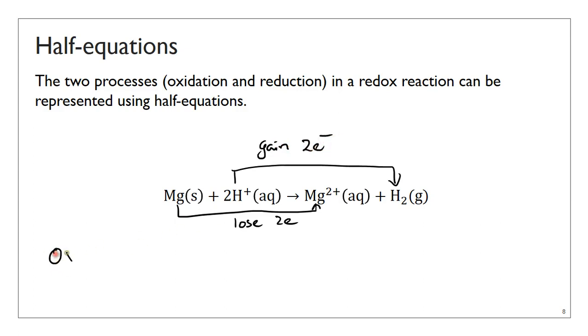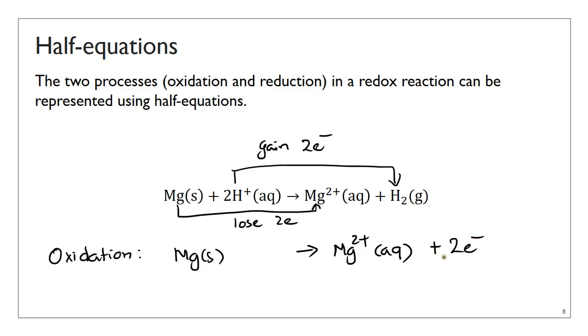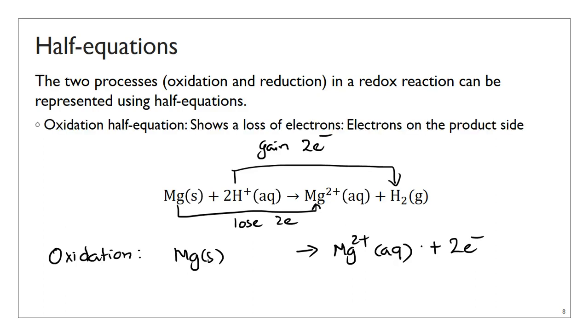So losing electrons is oxidation. So oxidation is going to be Mg going to Mg2+. So you can see here, in order for Mg to become Mg2+, the product has to have 2 electrons so that the charge is actually balanced. So if electrons are lost, then electrons will be shown on the product side. So lose 2 electrons.